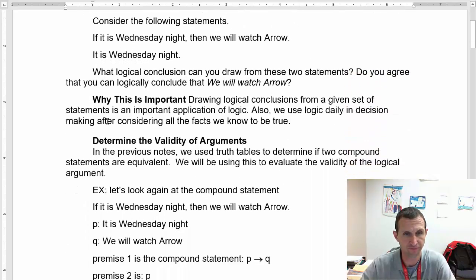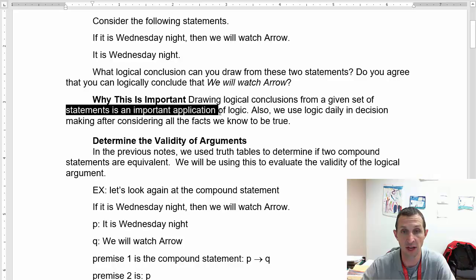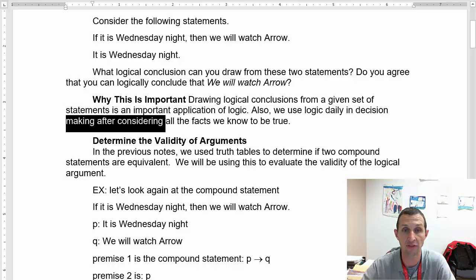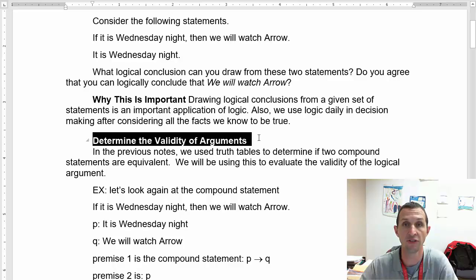So why is this important? Drawing a logical conclusion from a given set of statements is an important application of logic. Also, we use logic in daily decision making after considering all the facts that we know to be true. I feel like this is the culmination of all of the other work we've done with truth tables and logic and conditionals, because we're going to use all of that for these last 2 sections, and I think this is the reason that we should study logic. Because what we want to do is determine the validity of arguments.